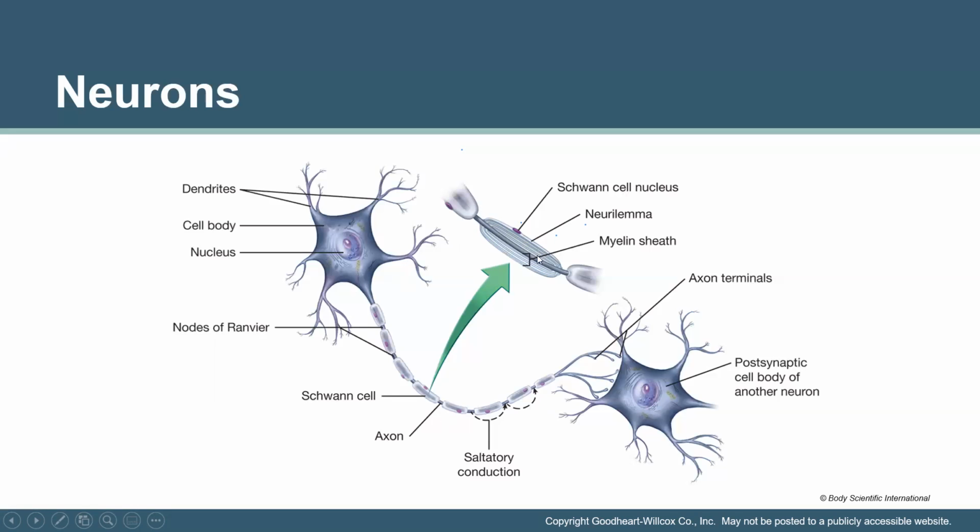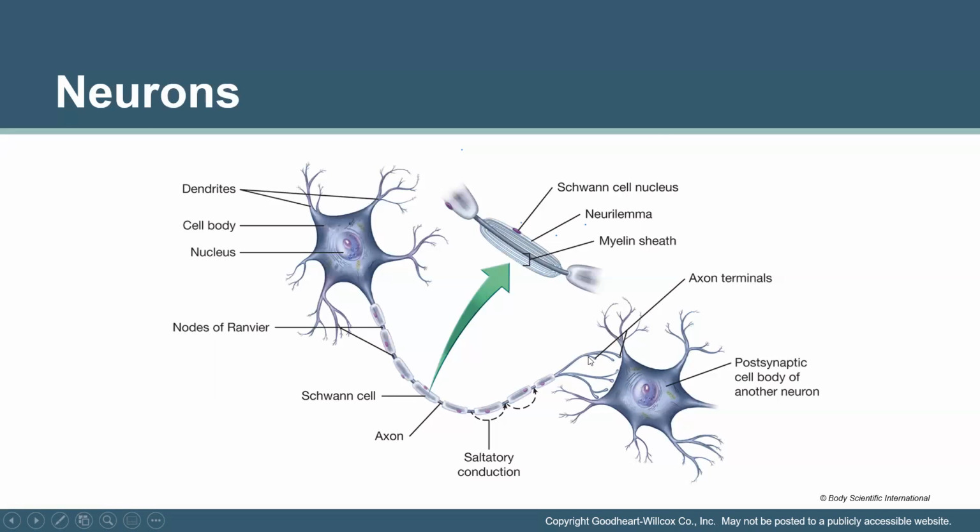Now here you get a better picture of that Schwann cell. It's a different kind of cell that wraps around this axon, does have a nucleus, and it produces what's called the myelin sheath. It also has a part to it called the neurolemma. And I'm going to get into a little bit better definition of some of these parts.